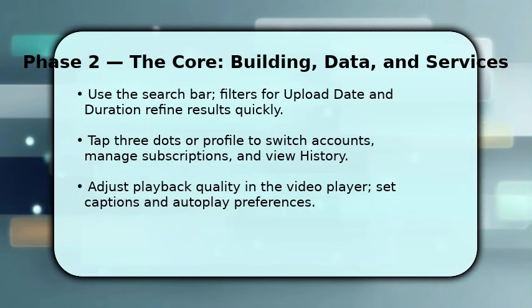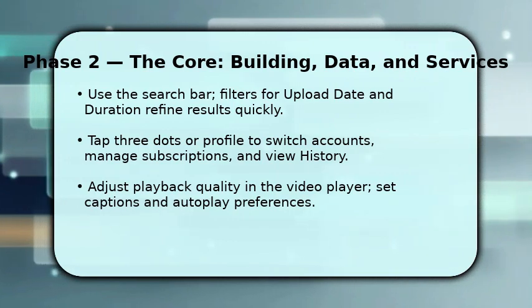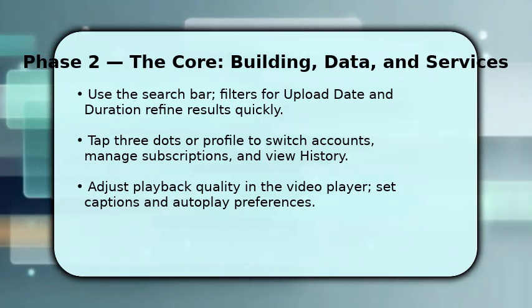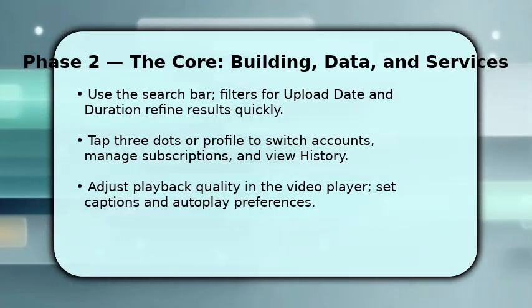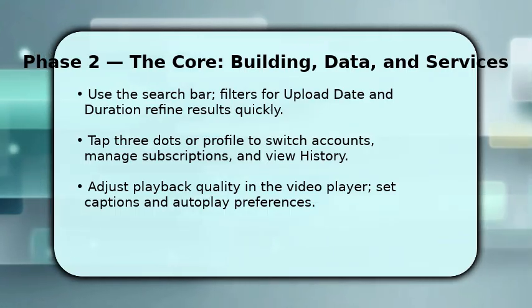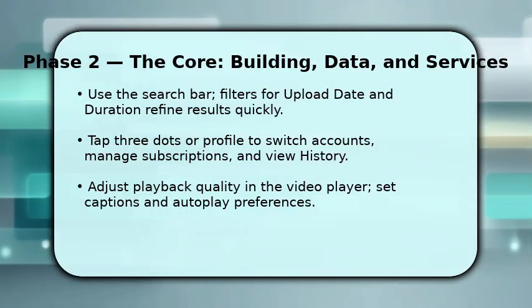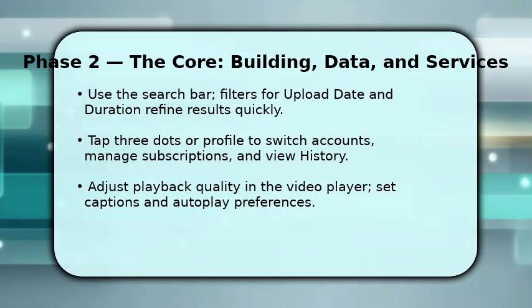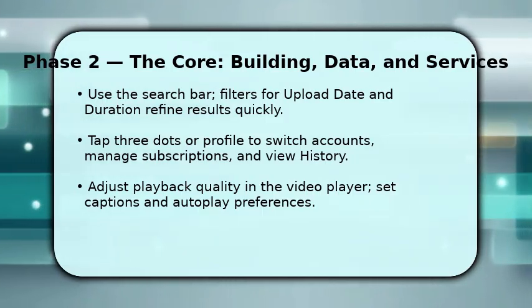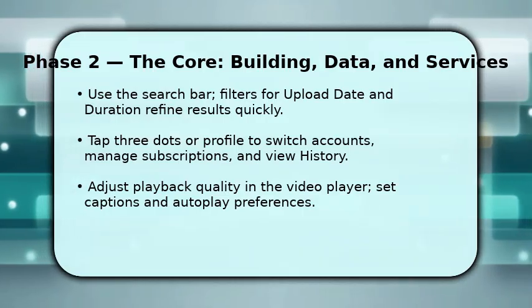Now you learn how to find and control content. Use the search bar with filters like upload date and duration to narrow options fast, because iOS 12 devices benefit from precise queries. Tap the three dots on videos or your profile icon to switch accounts, manage subscriptions, and review history. This keeps recommendations relevant. Make sure to adjust playback quality in the player to match your connection, and toggle captions or autoplay to suit.